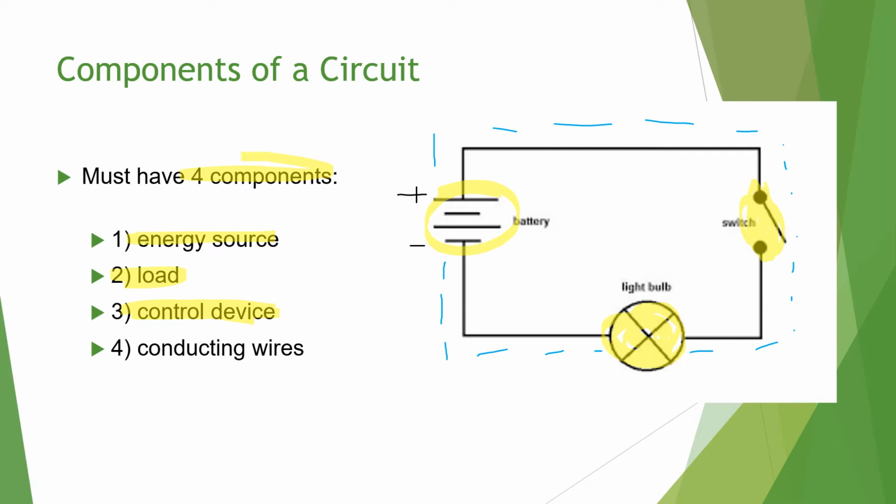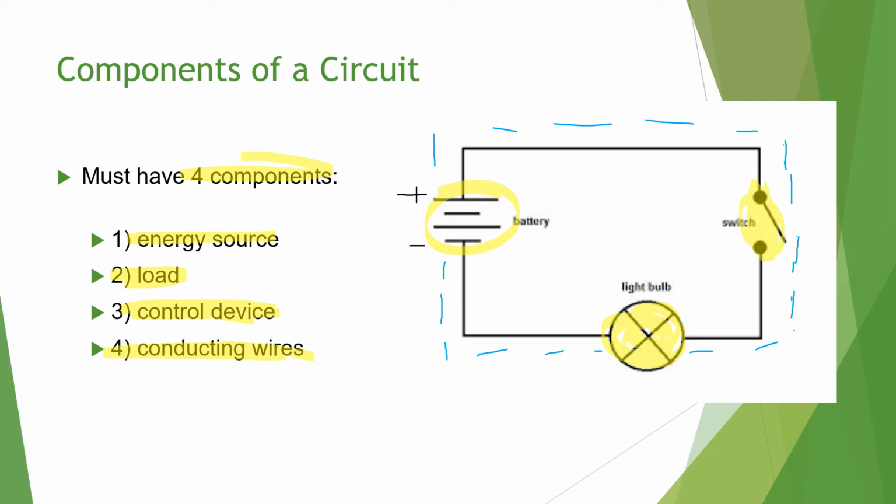And lastly, we have the conducting wires. The conducting wires are what transfer the energy. These conducting wires are the conductors. We know metals are good conductors, and they are going to allow electricity to flow. The electrons are going to travel through the conducting wires to transfer the energy around the circuit.